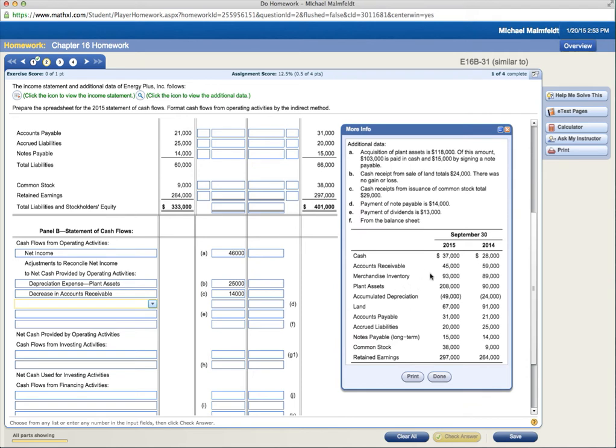Okay, so the fact that we have added $4,000 of inventory suggests that we paid $4,000 in cash to get that inventory, and that $4,000 is going to be a credit to cash because our cash goes down by purchasing that inventory.